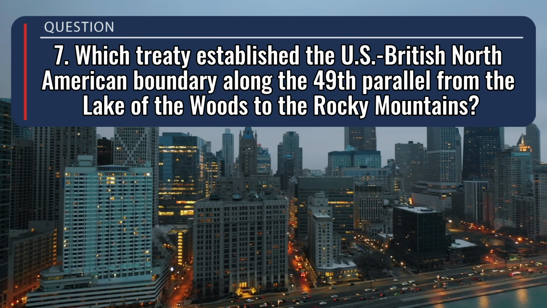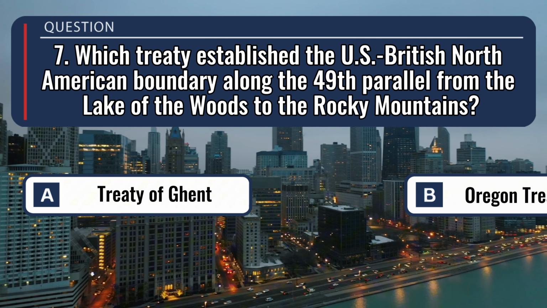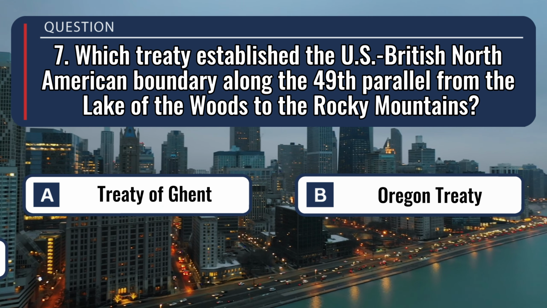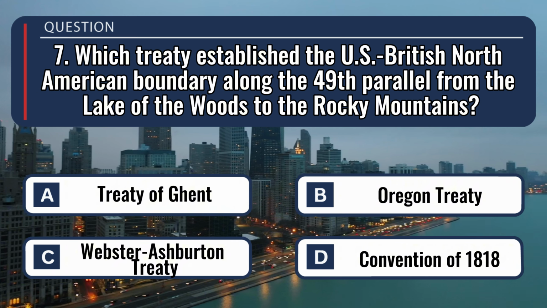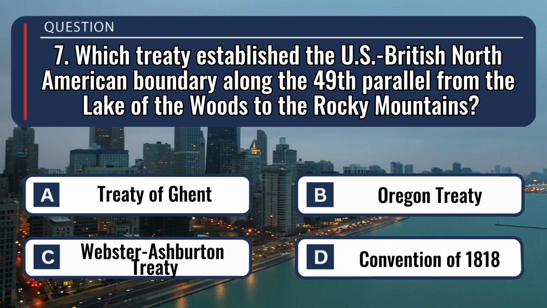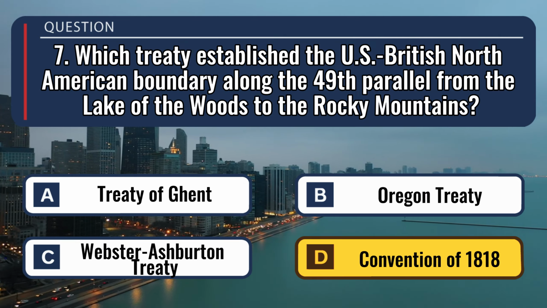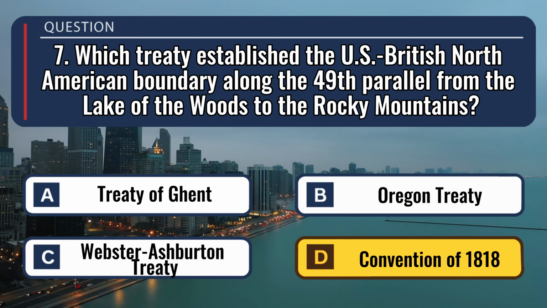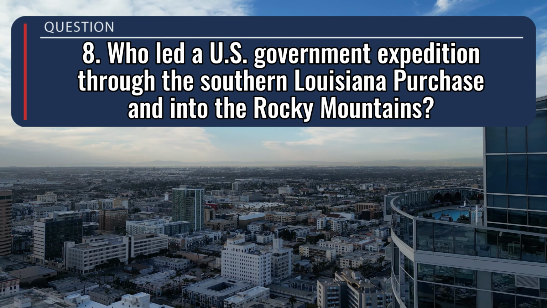Question 7. Which treaty established the U.S.-British North American boundary along the 49th parallel from the Lake of the Woods to the Rocky Mountains? A. Treaty of Ghent. B. Oregon Treaty. C. Webster-Ashburton Treaty. D. Convention of 1818. The correct answer is D. Convention of 1818.